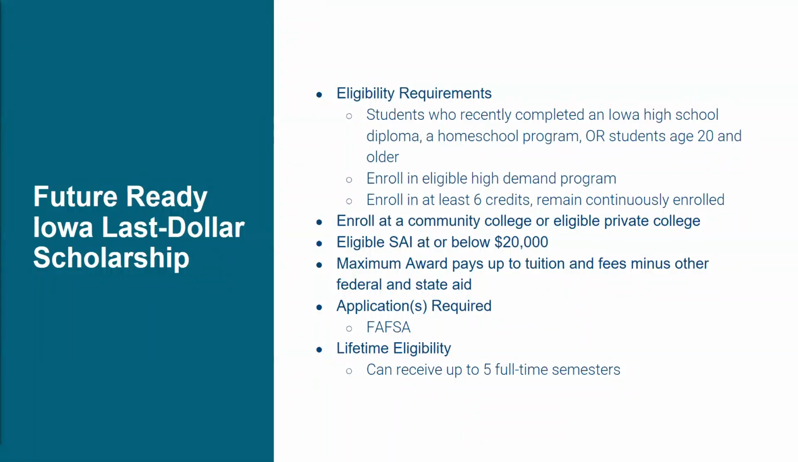This one has high demand programs of study, so you can find those lists on our website by each of the schools who are in this program. You do need to enroll in at least 6 credit hours and remain continuously enrolled. We pay this at community colleges, and there are a few eligible private colleges that this award can be paid at. The SAI, or student aid index, must be below 20,000.